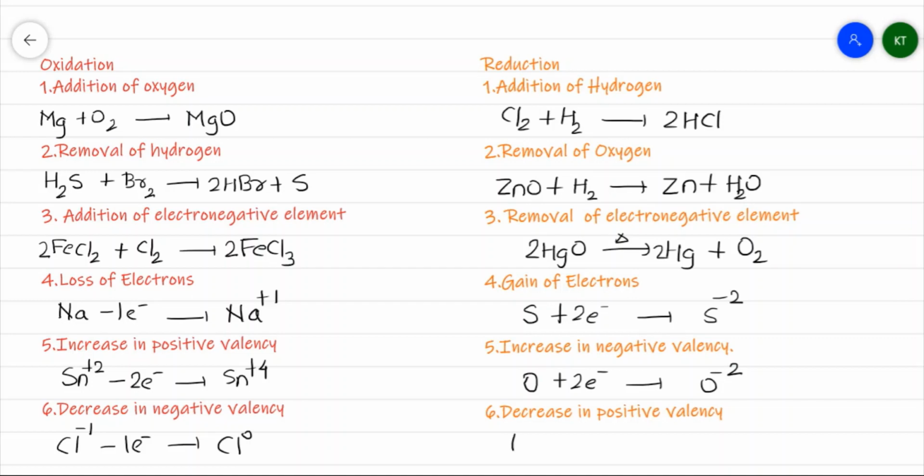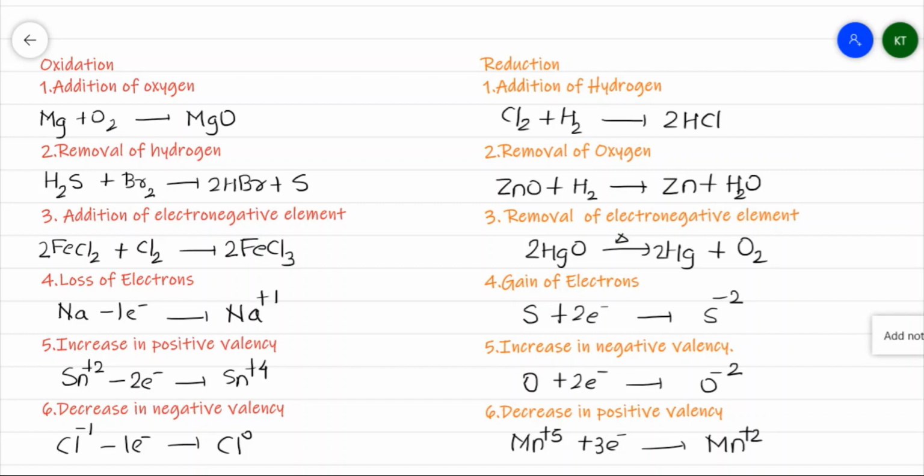Then I have Mn plus 5, which gains 3 electrons and gets converted into Mn plus 2. So that's a decrease in positive valency. We consider it a reduction.